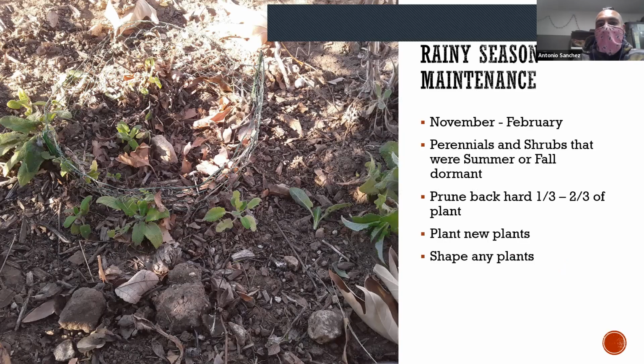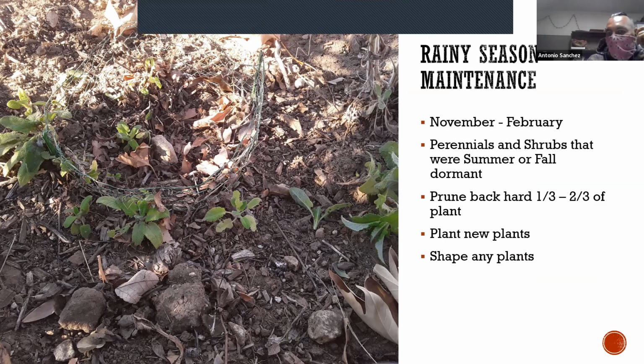And so the rainy season is the season that we do most, November through February. This is when our plants that are asleep, they're waking up. And this is when we prune those things back hard. This is a hummingbird sage that we prune back hard. So you can see all the dead stuff here, all these guys right here.